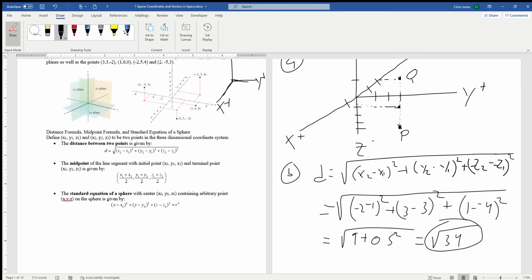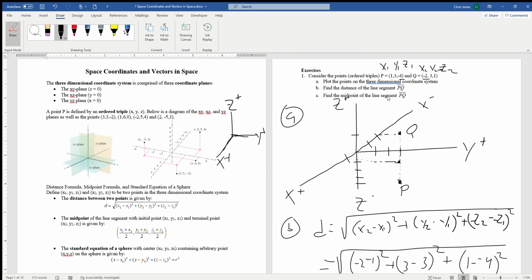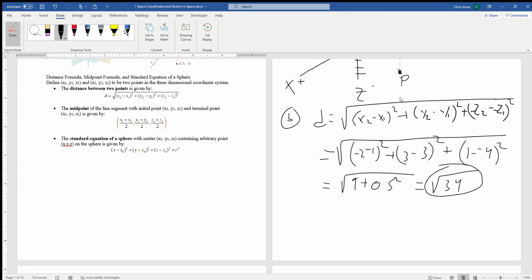In this course, I'll ask that unless I specifically ask for an approximation, to keep your answers in the exact form. All right, so I don't need the decimal of 5 point whatever it might be for the square root of 34. The final thing that we're asked to do is find the midpoint of the line segment. So all we're going to do is add the x, y, and z components, and then we're going to divide by 2.